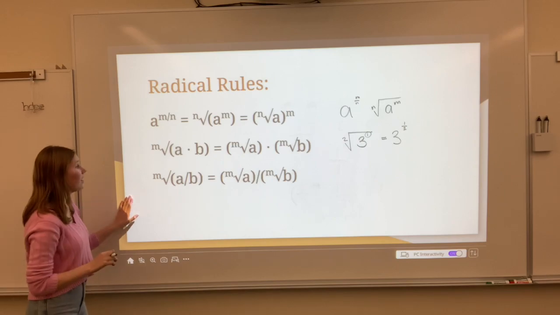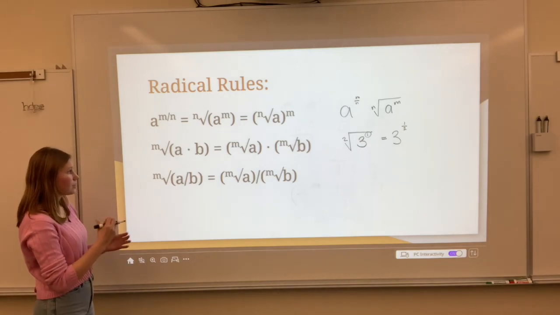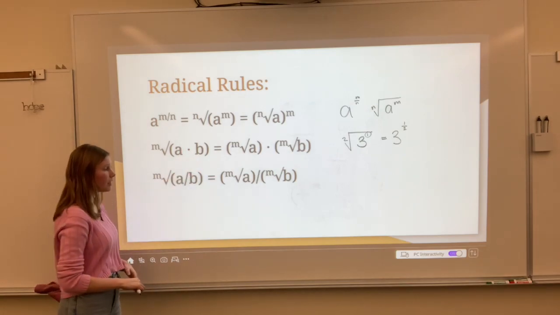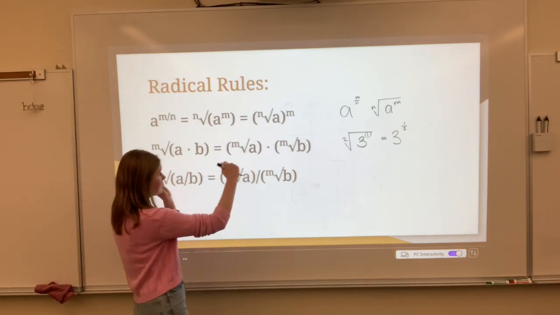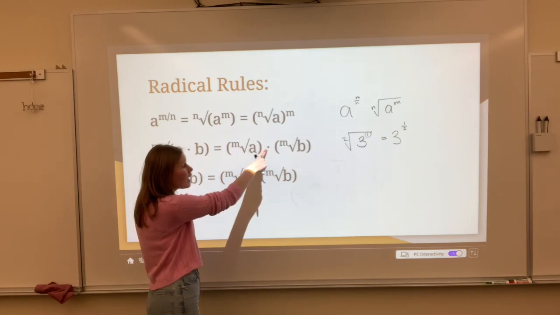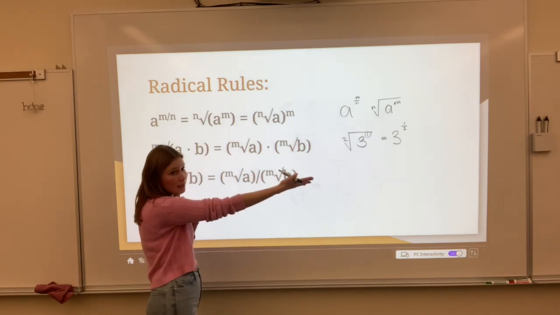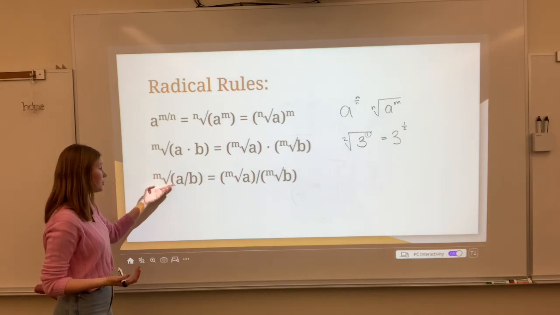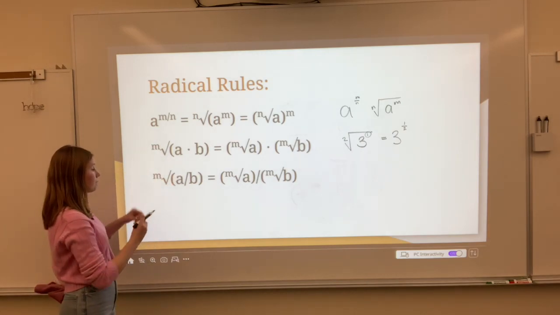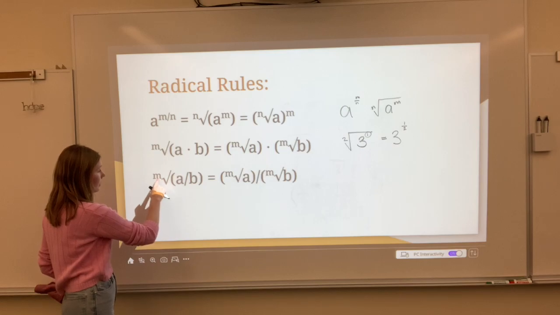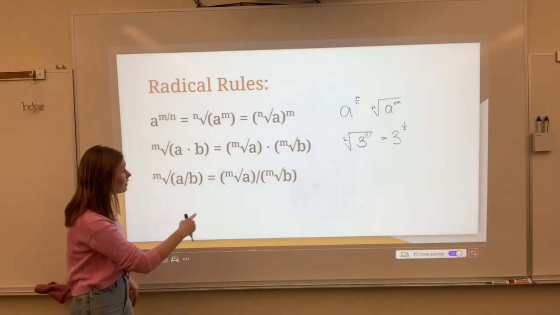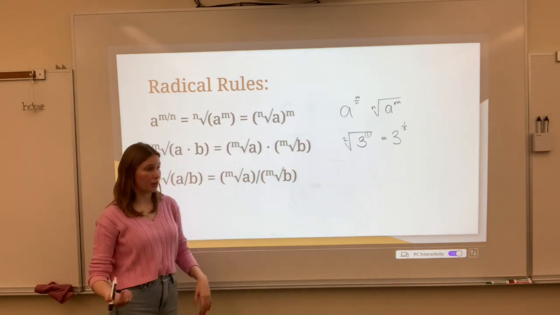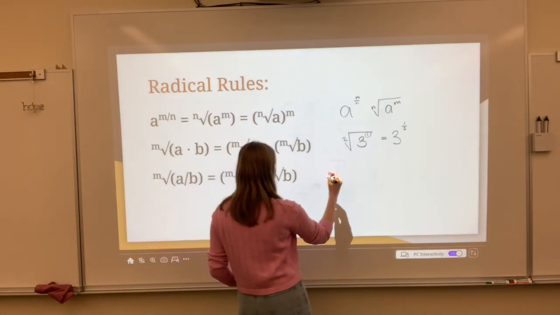Okay, the next one is just some distributing. So we have the mth root of a times b, and you can split that apart and say, okay, mth root of a times mth root of b. Pretty straightforward. Again, same principle down here. We have the mth root of a divided by b is equal to the mth root of a divided by the mth root of b. I'll write that a little bit more clear out here.